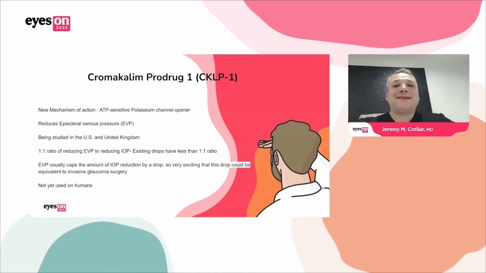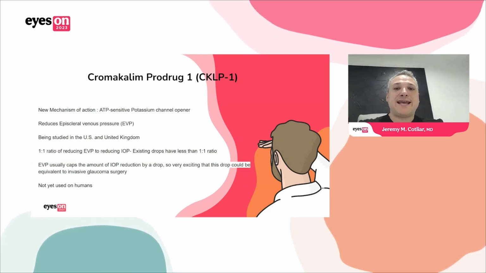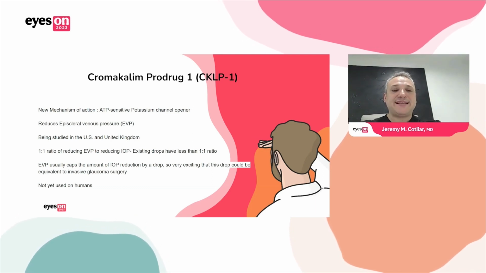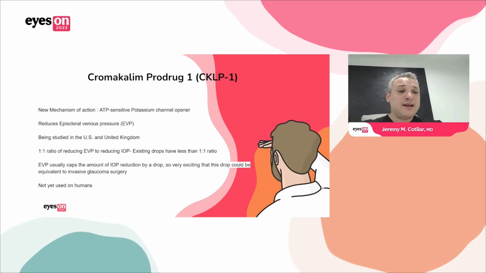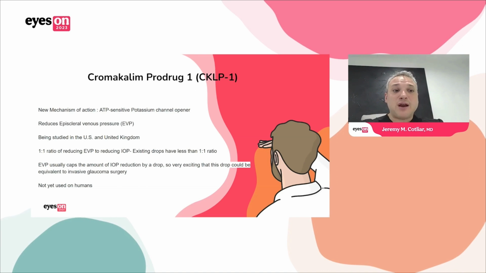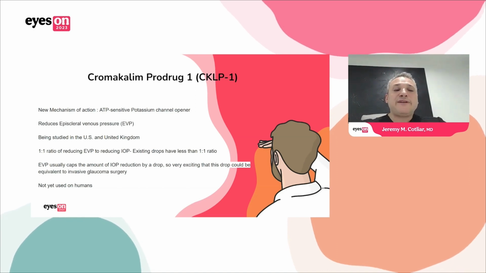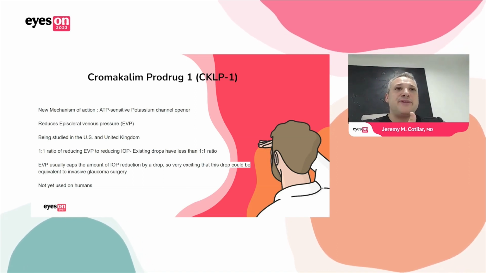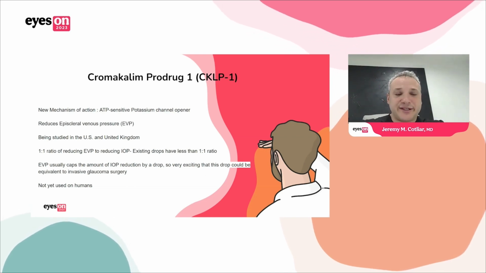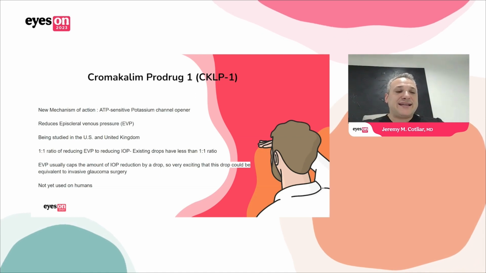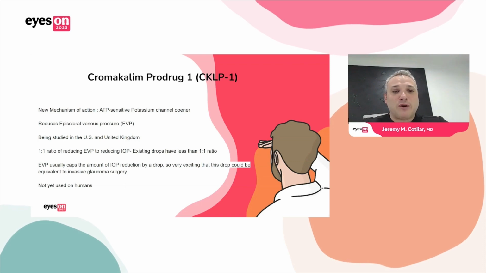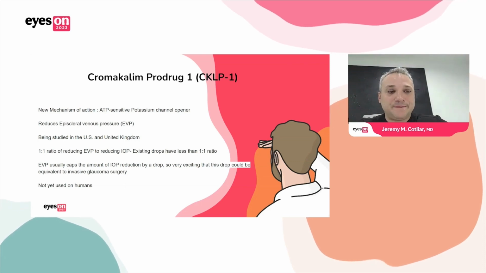Here we have Chromocalin prodrug 1, or CKPL1. It's a new mechanism of action. It's an ATP-sensitive potassium channel opener. It reduces episcleral venous pressure, which is very important because episcleral venous pressure is what prevents the angle-based mixed procedures from lowering the pressure to the low teens or single digits. Its increased resistance prevents the eye pressure from going below the mid-teens typically.